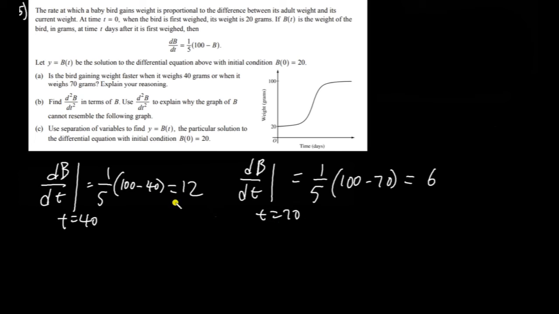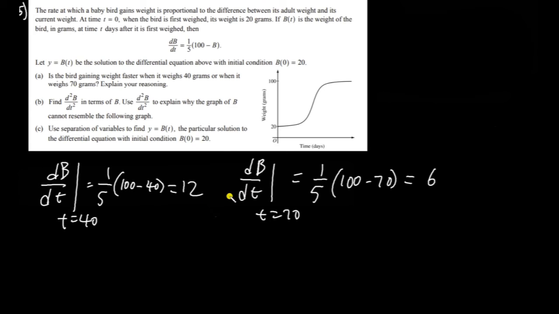As you can clearly see here, dB/dt is bigger when B equals 40 compared to when B equals 70, right? 12 is greater than 6. So it's gaining weight faster when it weighs 40 grams. In your explanation, you'd say dB/dt when B equals 40 is greater than when B equals 70, so the bird is gaining weight faster when it weighs 40 grams. This was a 2-point question: 1 point for including dB/dt as part of your process, and another point for the correct final answer with an explanation.